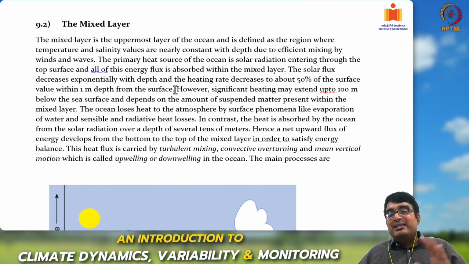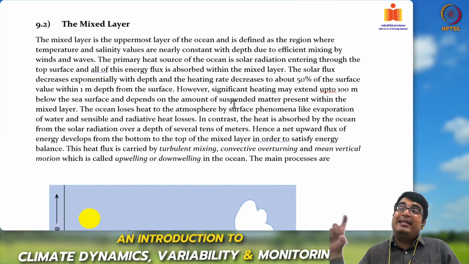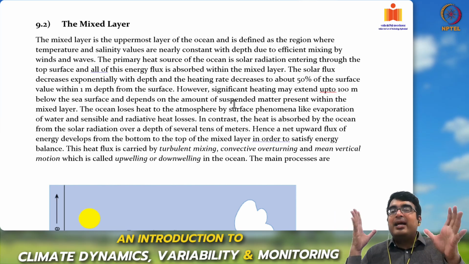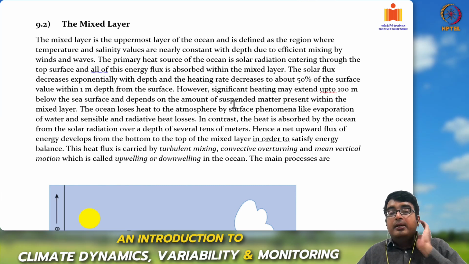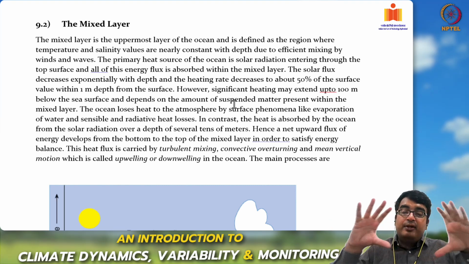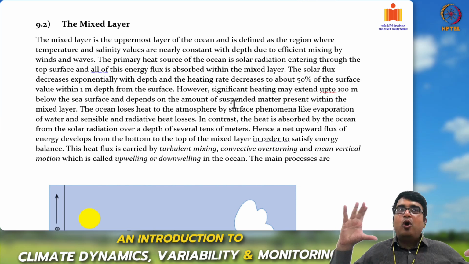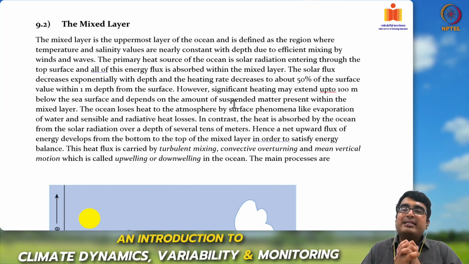Okay. However, significant heating may extend up to 100 meters, which is near the bottom of the mixed layer, depending on the amount of suspended matter present within the mixed layer. So if the ocean is very clear, there is very little suspended matter in the ocean, then the sunlight can reach deeper into the oceanic water and you can have significant heating till about 100 meters deep. Okay. So there is a kind of volumetric heating of the top 100 meters, which is the mixed layer of the ocean.